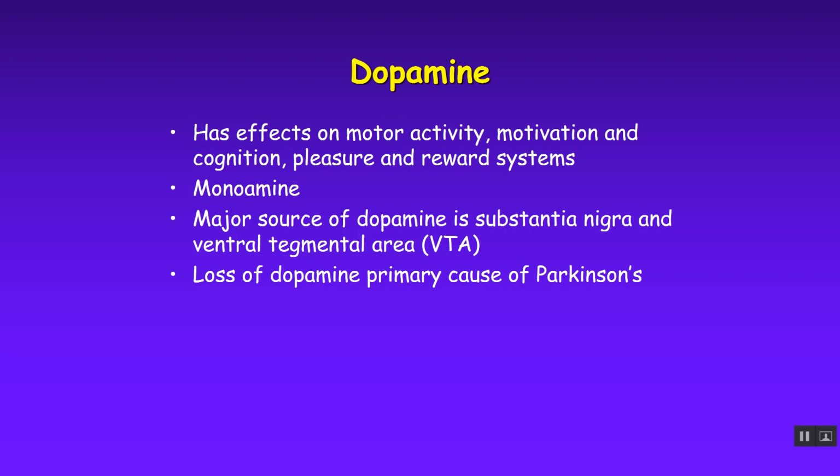It also, though, plays a big role in motivation, cognition. It's part of your pleasure reward system. Okay, so dopamine. It's a monoamine. The major source of dopamine is the substantia nigra and the ventral tegmental area, the VTA. These are areas in the midbrain, in your brainstem.